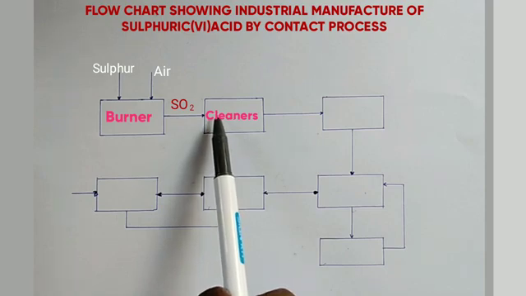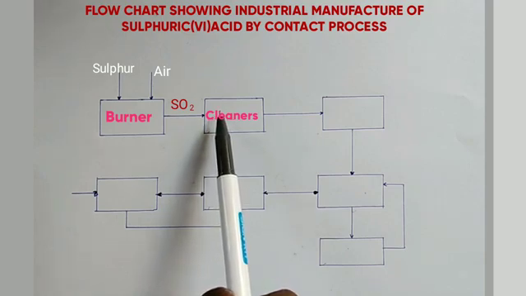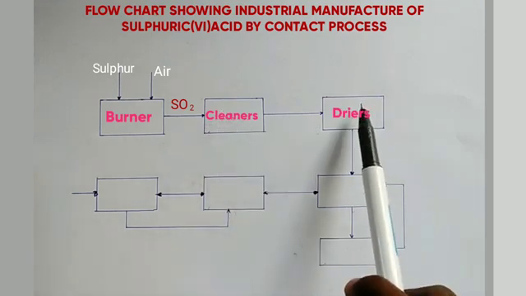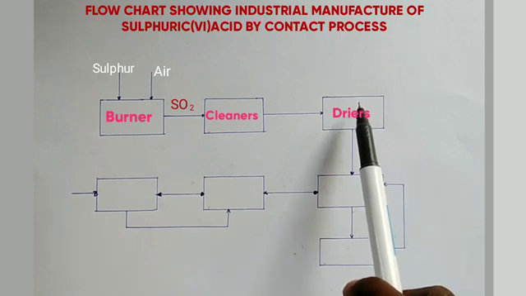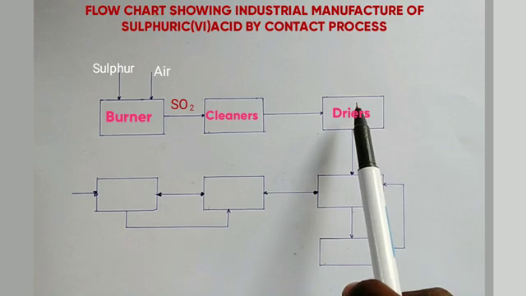The reason for removing dust particles is to prevent poisoning the catalyst. Then after that, it's pumped to the dryer. The dryer contains concentrated sulfuric acid, which is used to dry the gas mixture by removing water vapor, because the gas is highly soluble in water.